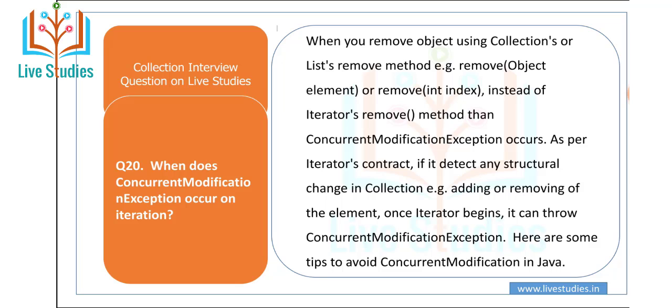Another question is, when does ConcurrentModificationException occur on iteration? When you remove an object using the collection or list remove method, for example remove(Object) or remove(int index), instead of the iterator's remove method, then ConcurrentModificationException occurs. As per the iterator contract, if it detects any structural changes in a collection, for example adding or removing of elements once the iterator has begun, it can throw ConcurrentModificationException. Here are some tips to avoid ConcurrentModificationException in Java.